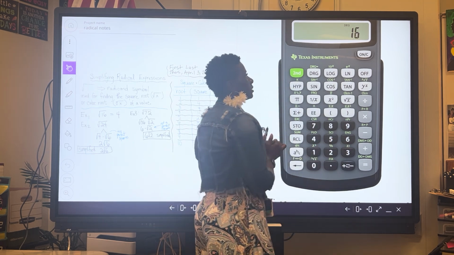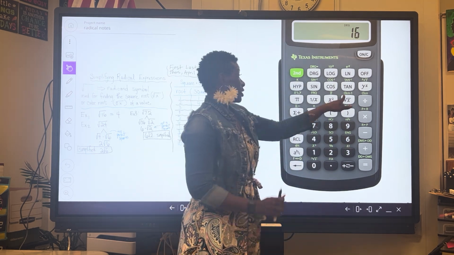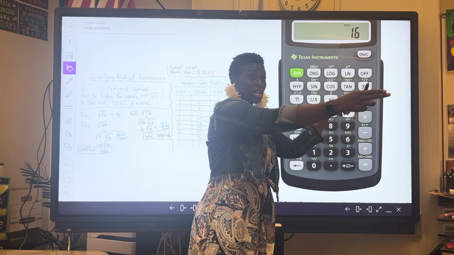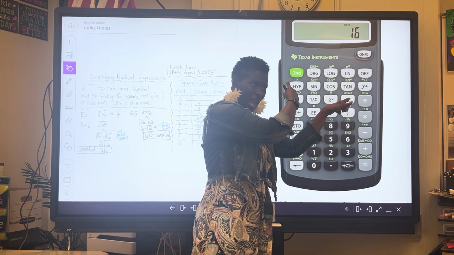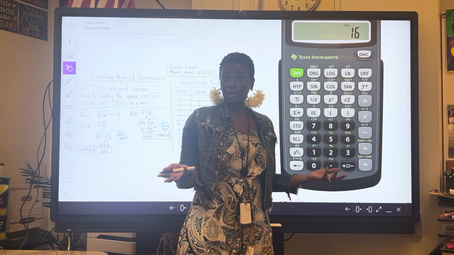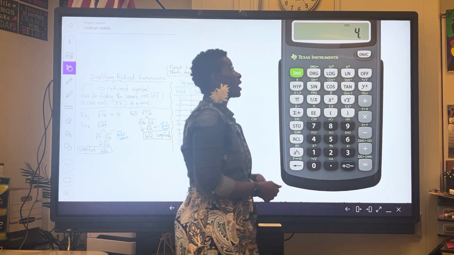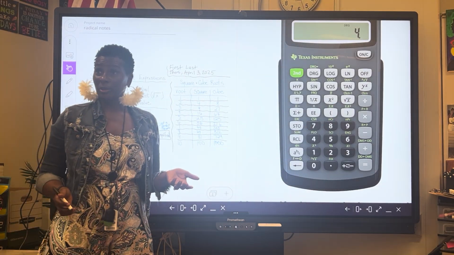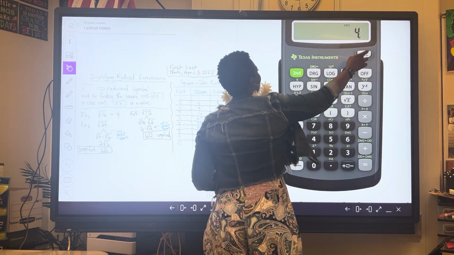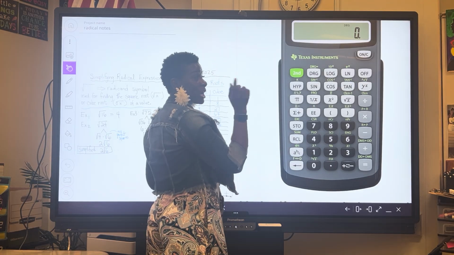16. Square root key. Now, can we do what Jeffrey just said and hit second? Yes. But do we have to? No. So we can just hit this key and we get what? 4. Everybody with me? Yes? Let's do it the way Jeffrey was going to explain. Very good, Levante. Tell me, Jeffrey, what to do.